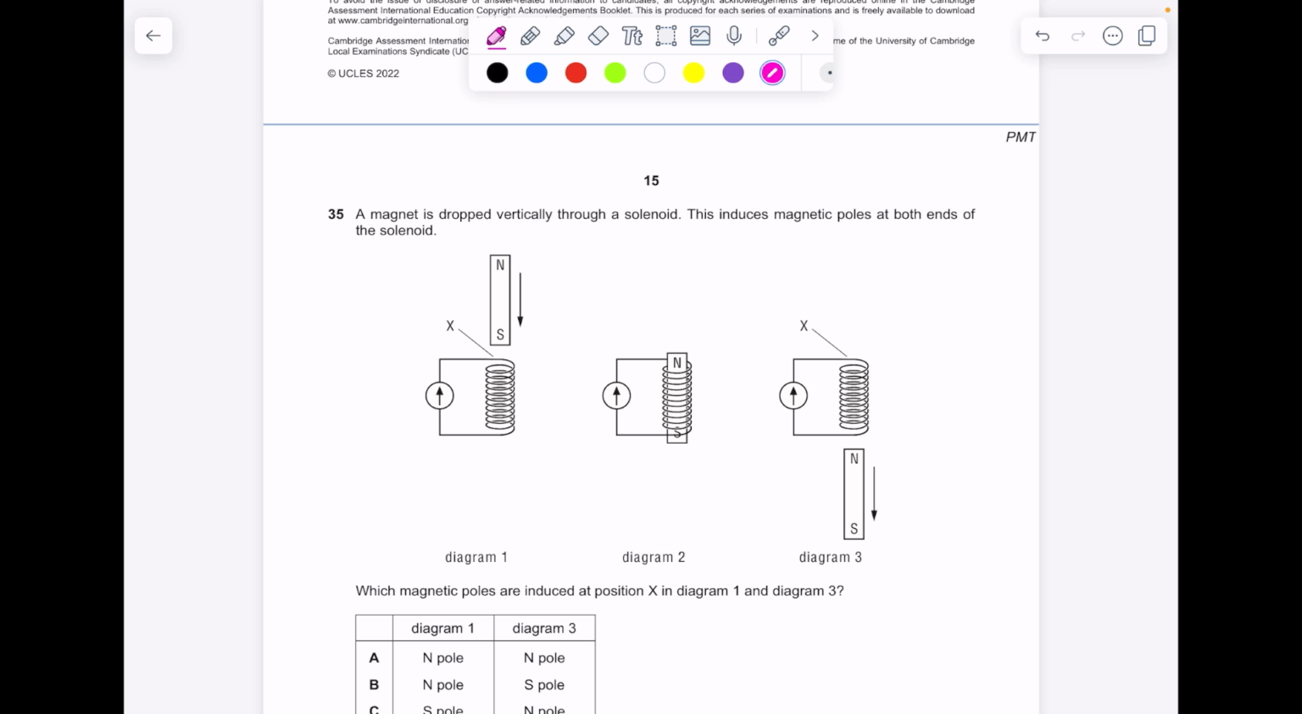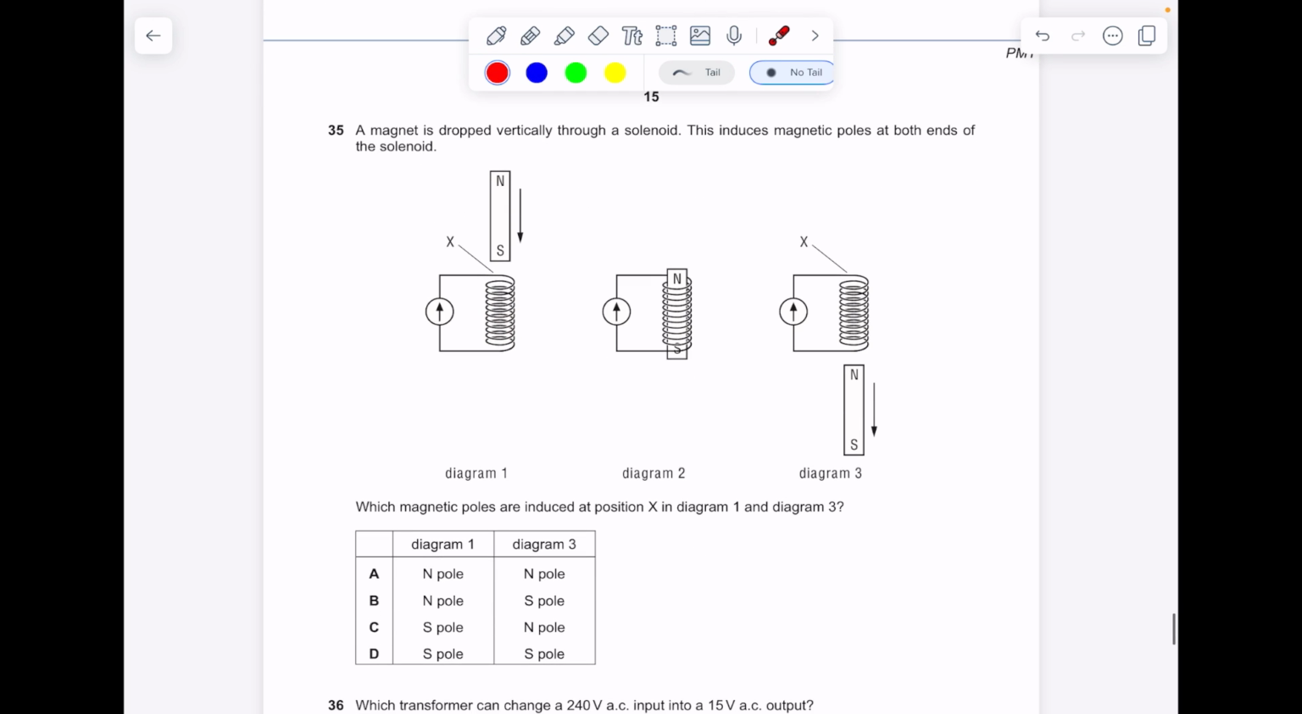A magnet is dropped vertically through a solenoid. This induces magnetic poles at both ends of the solenoid. Remember, a solenoid is a cylindrical coil of wire. Which magnetic poles are induced at position X in diagram 1 and diagram 3? So we're comparing these two here.